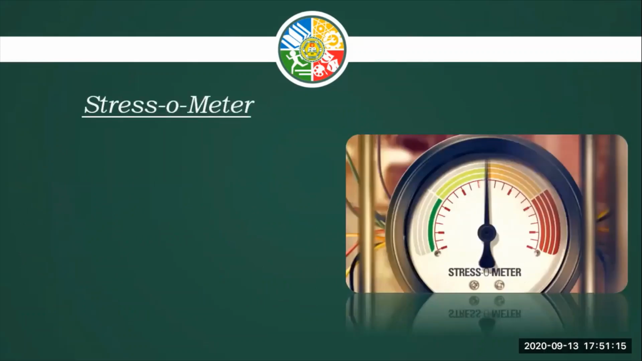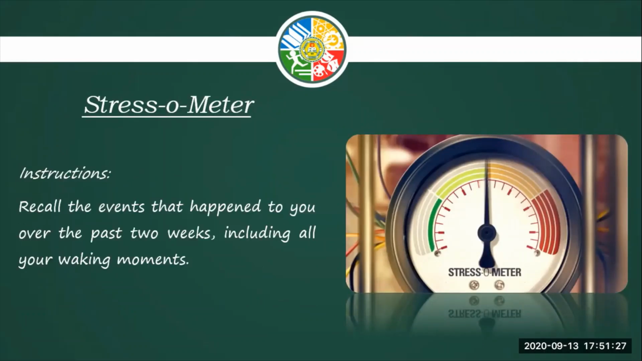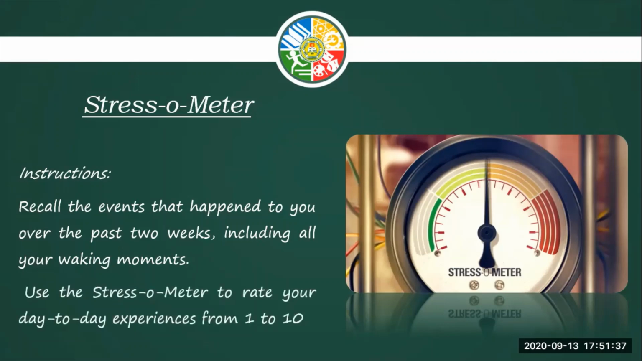This time, let us evaluate your stress. All you have to do is recall the events that happened to you over the past 2 weeks. Have you tried to recall them? Then, use the stress-o-meter to rate your day-to-day experiences from 1 to 10, having 1 as the least, meaning you are not stressed at all, and having 10 as super stressed, meaning you were very stressed in the past weeks. Are you done with the stress-o-meter?